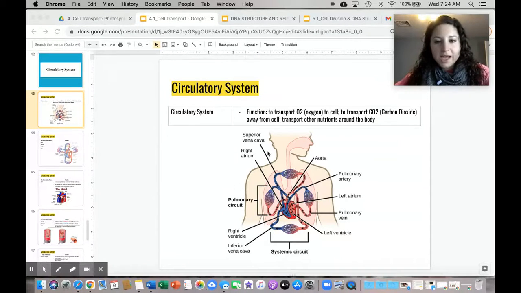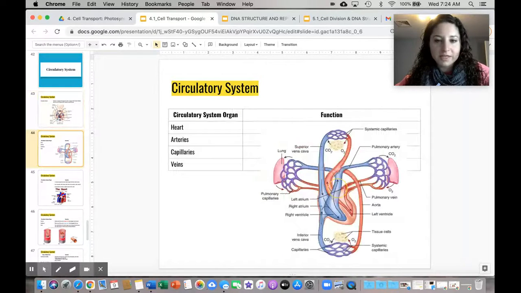So again, we have a diagram right here of the circulatory system. I understand that this can look very complicated. We are going to break it down. We can go to the next slide, please. There we go. So the vocab words we're going to be focusing in on are heart, arteries, capillaries, and veins. So not too many for the circulatory system. It's, again, generally like one long tube that blood flows through in a specific order so that things can be transported correctly.